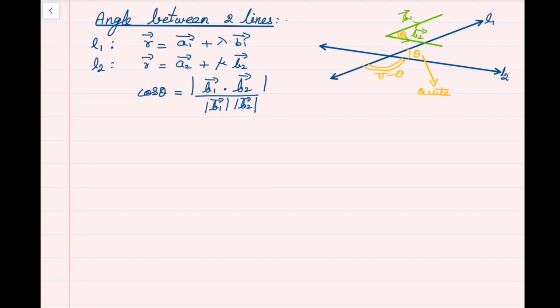And you should remember that cos theta for the angle between two vectors, vector A dot vector B divided by magnitude of vector A times magnitude of vector B, doesn't have an absolute value sign, because for the angle between two vectors we have only one answer.